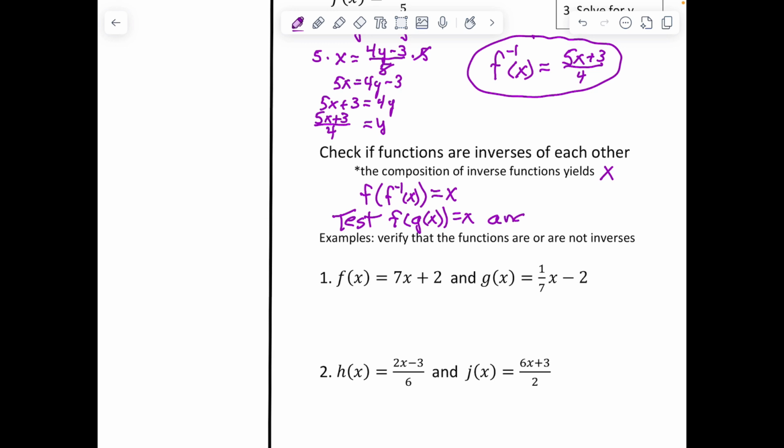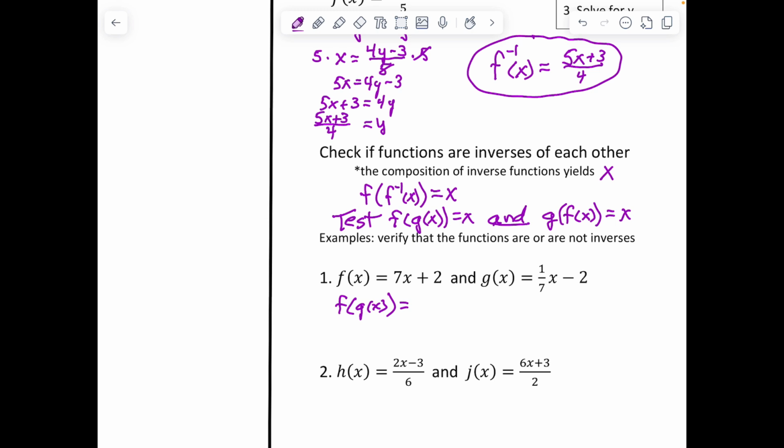And you have to do the second one. You have to do g of f of x and see if that also gives you the x, if they undo each other and give you the original number. So let's try this first one. We're going to do the composition of functions where we're going to do f of g of x. Let's see if that results in getting x out.